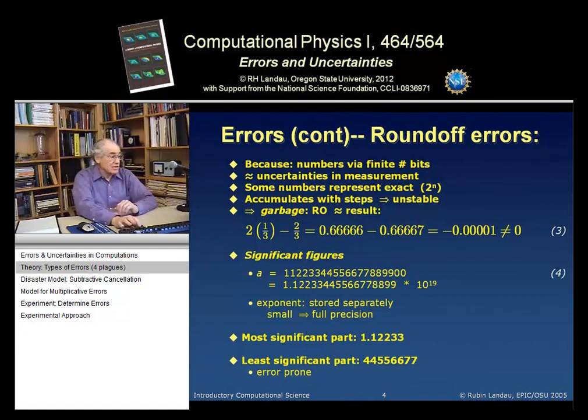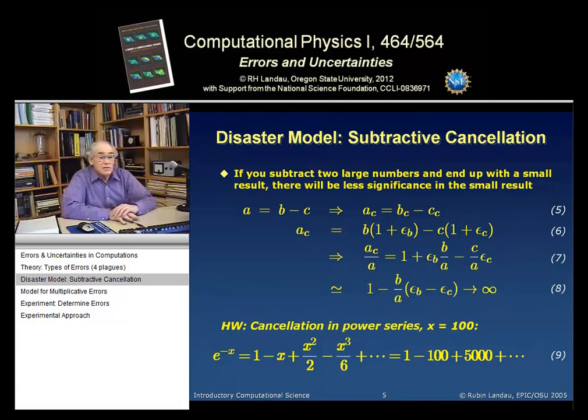So if we look at the next slide here, slide 5, we see a model for disaster. What's a model for disaster? Well, there's a rule of thumb for computers. If you subtract two large numbers and you end up with a small result, the result you end up with is suspect. It may well have very large errors in it.